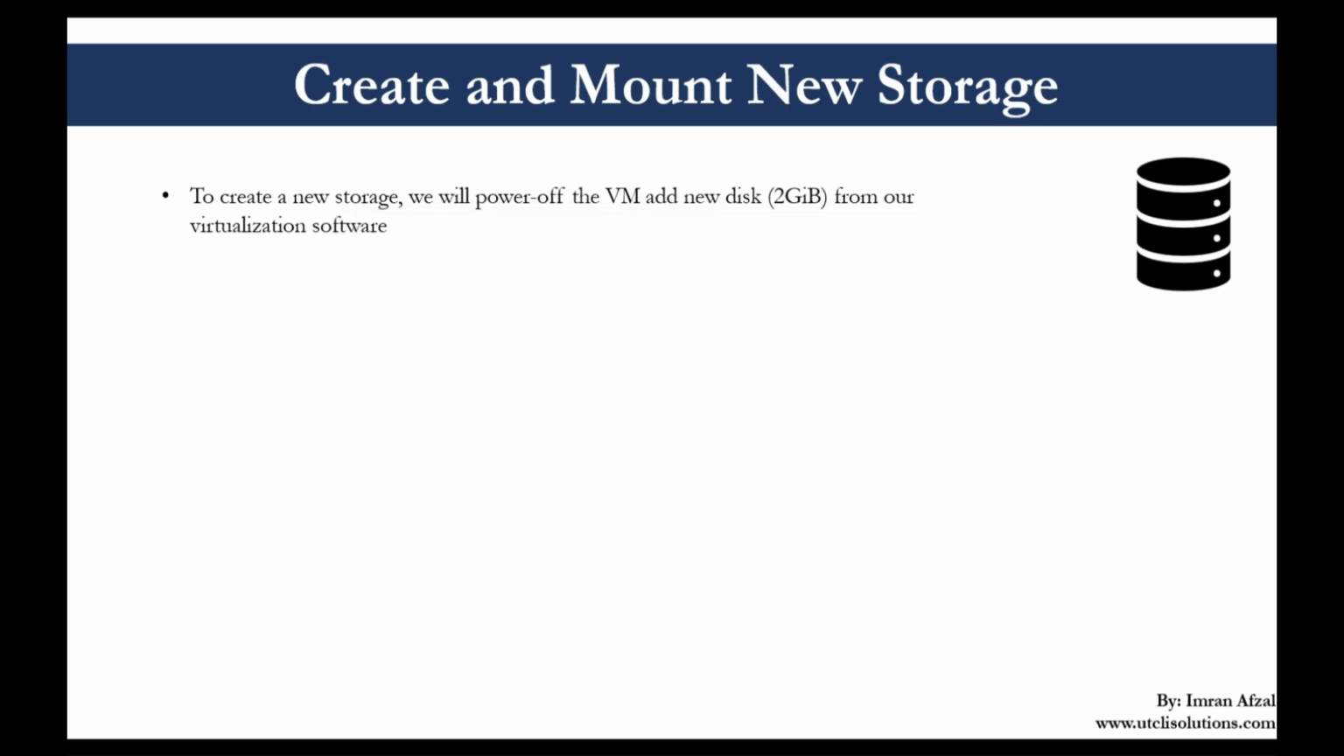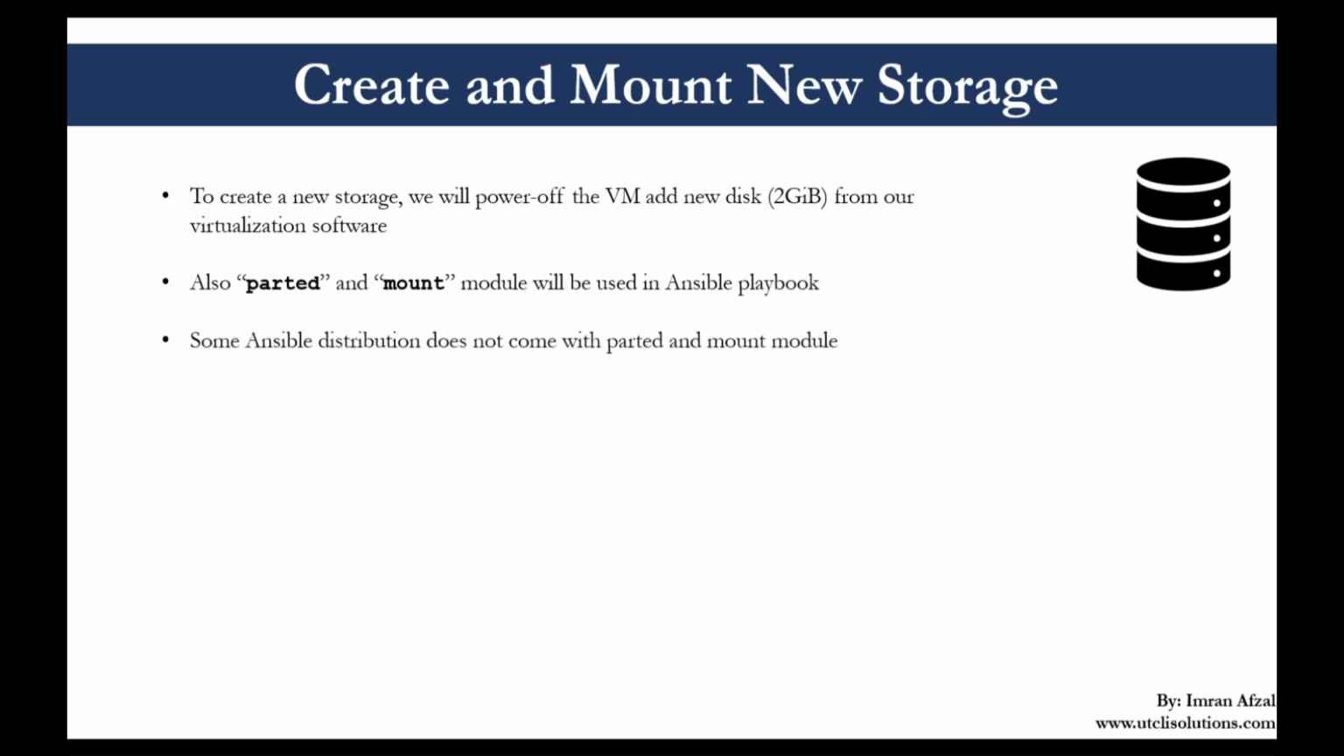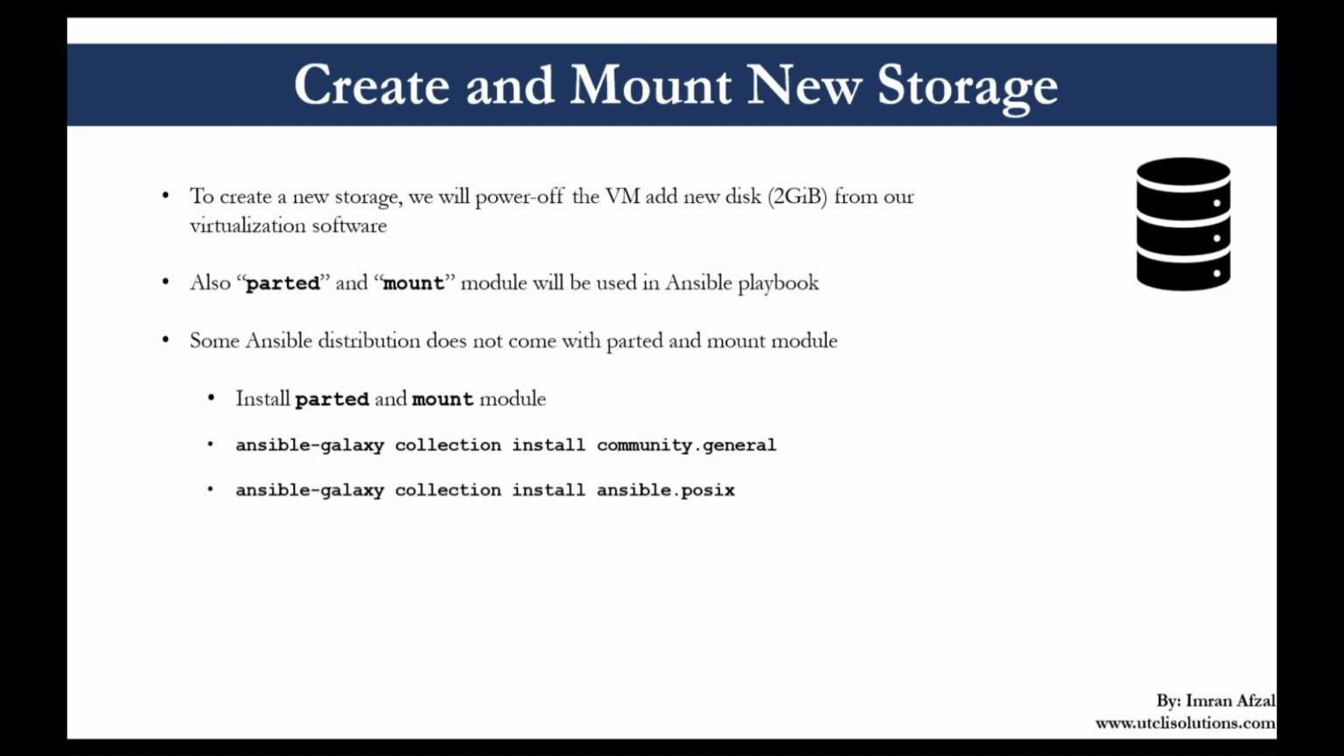All right, so once that is done, the next thing we have to do is we will use the parted and mount modules to run in the playbook. Now, if you have the basic Ansible distribution, sometimes it does not come with the parted and mount modules. So in that case, you have to install them. In order to install them, you will run this command, ansible-galaxy collection install community.general. This command will install the parted module for you. Then you would run a similar command, ansible-galaxy collection install, and this time ansible.posix. This will install your mount module.